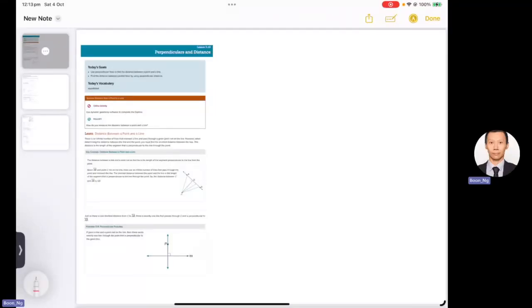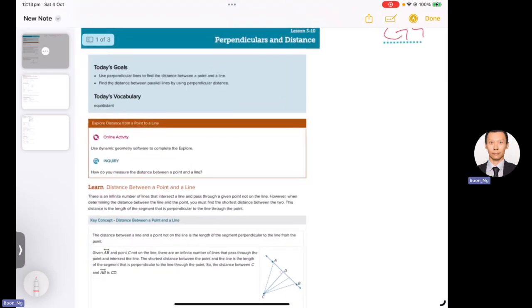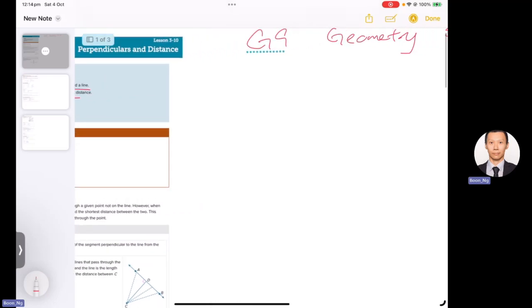Hello guys. Today we're going to touch base on grade 9 geometry, section 3.10. The learning targets are basically these two: use perpendicular lines to find the distance between a point and a line, and find the distance between parallel lines using perpendicular distance. There are two examples that we will go through today.